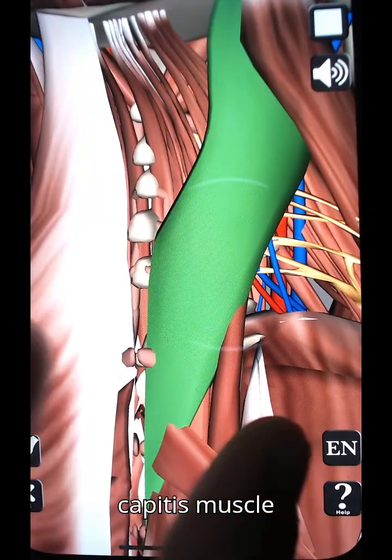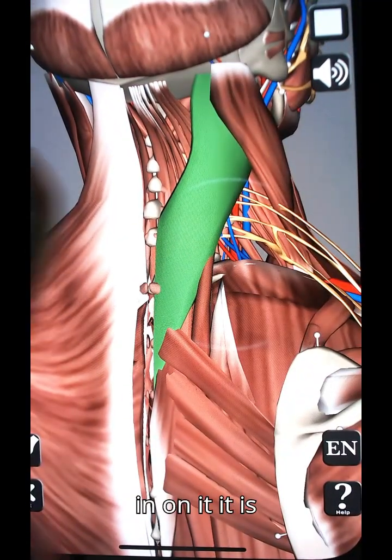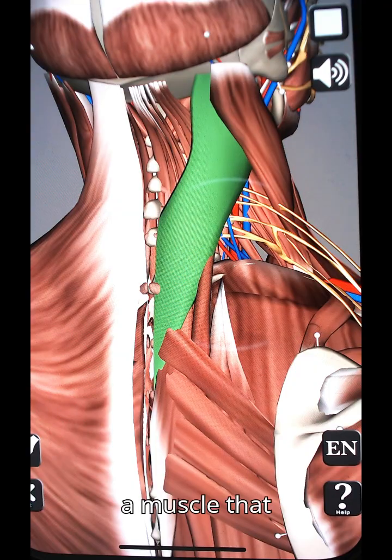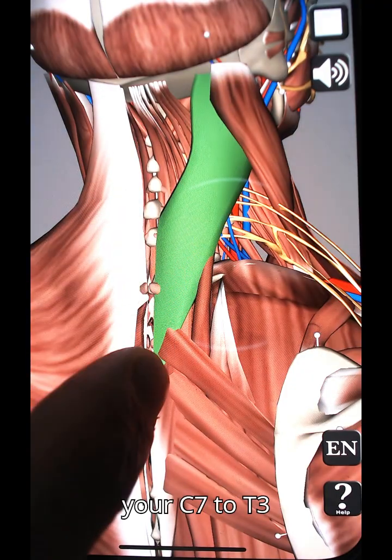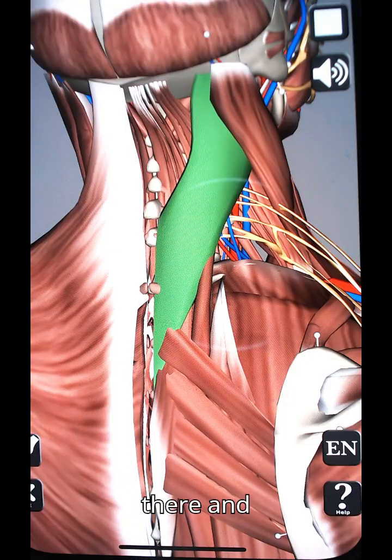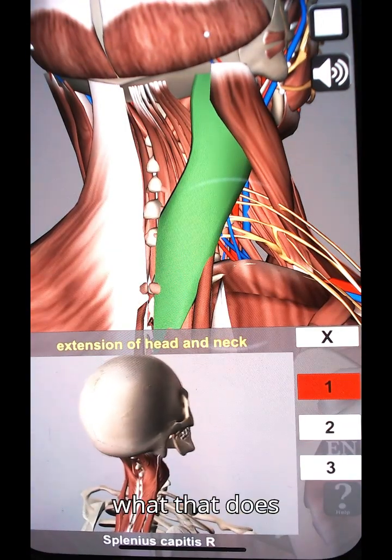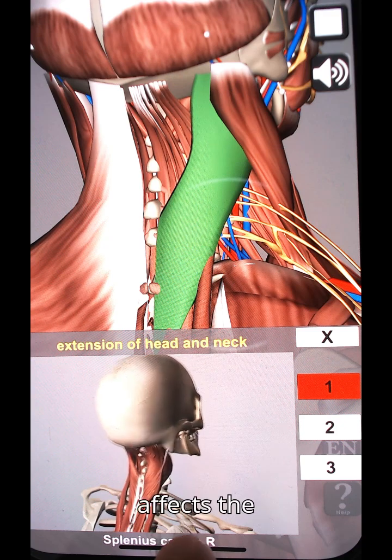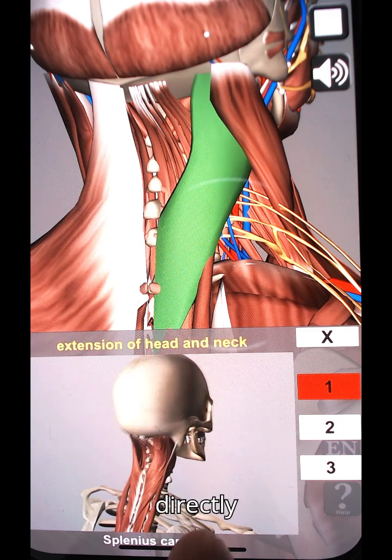And the splenius capitis muscle, we've zoomed in on it. It is a muscle that originates at the ligaments and at your C7 to T3. That's your C7 to T3, but it attaches to the mastoid of the skull over there. And let's take a look at what that does. Look at that. Definitely affects the neck, right? It may not be directly attached to the neck.